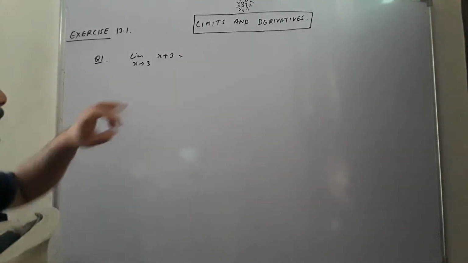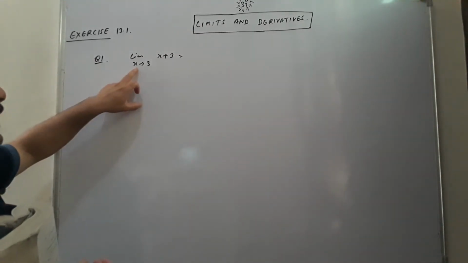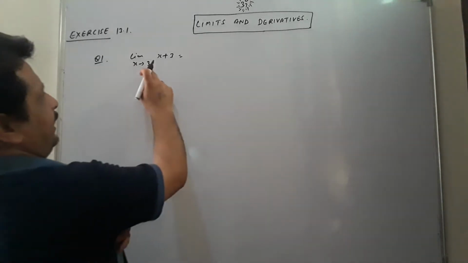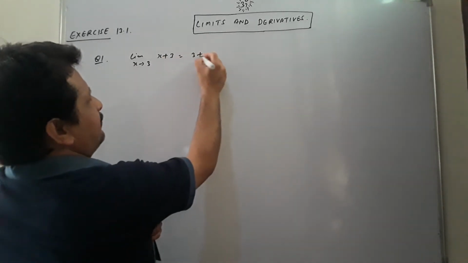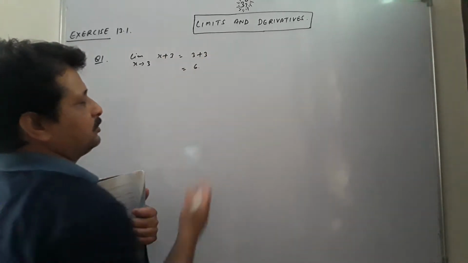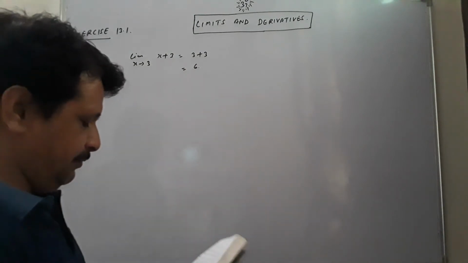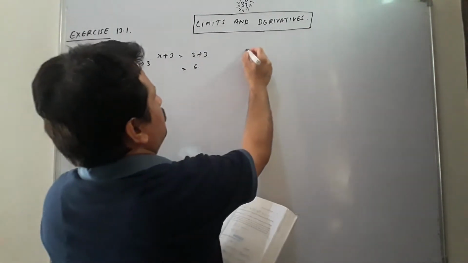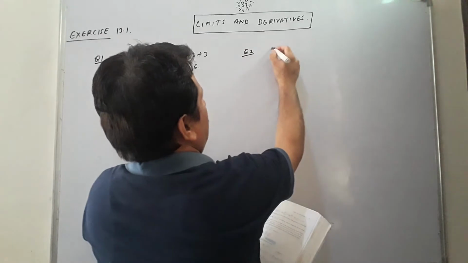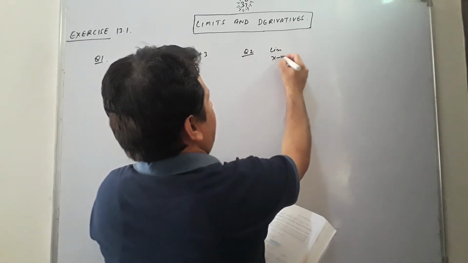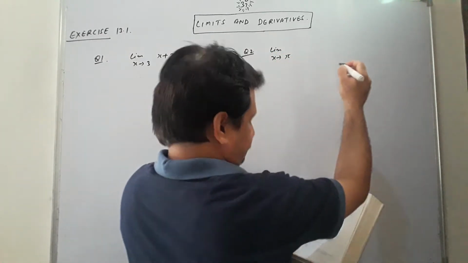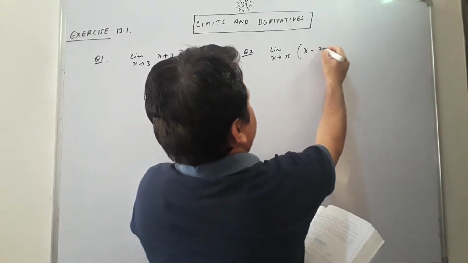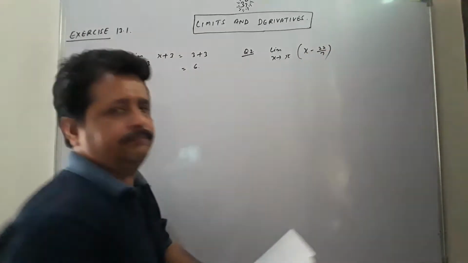Now, students, here it is given to you that x tends to 3. So this will come as 3 plus 3, that is equal to 6. Very simple question this is. Come to question number 2. Limit x tends to pi, this is x minus 22 by 7.